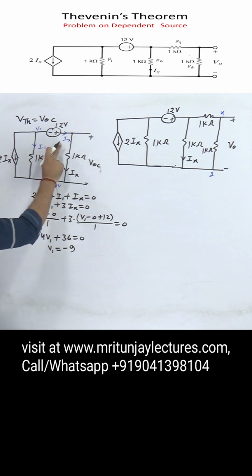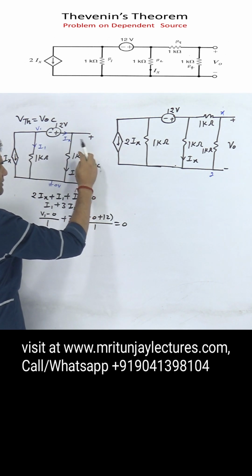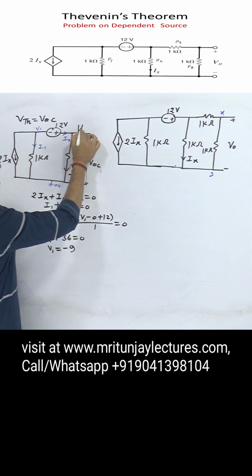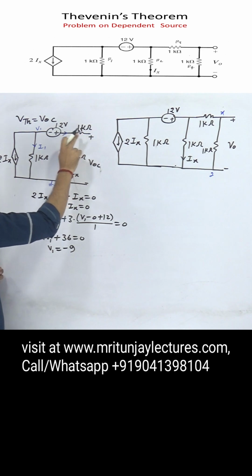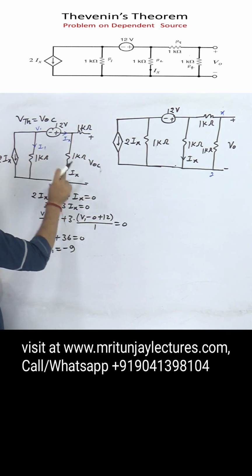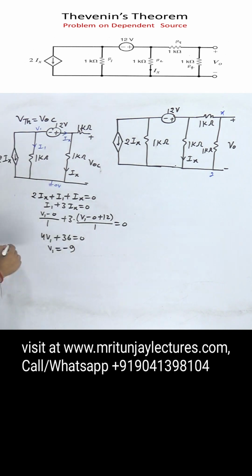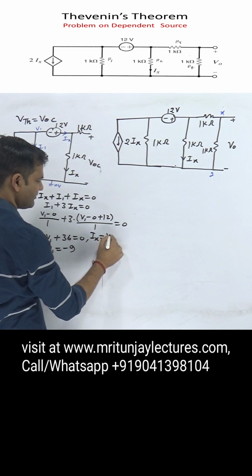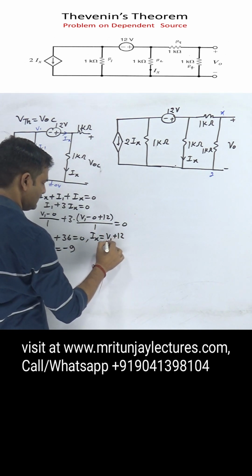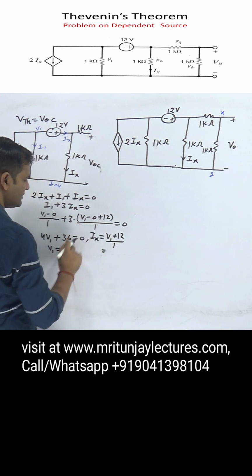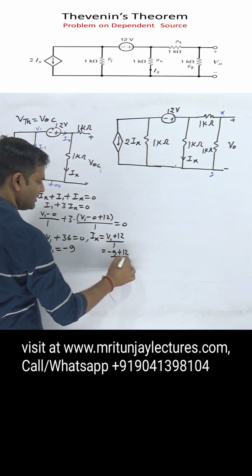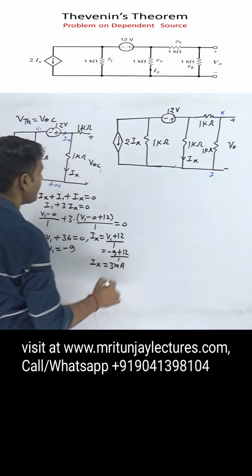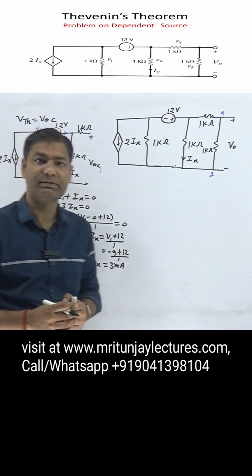So our motto is to determine this voltage, because this one is parallel to this one. No current flows from here to Y because this is open. So we focus on this current. Ix is written as V1 plus 12 divided by 1. So V1 is minus 9 plus 12 divided by 1, so Ix is 3 milliampere. Okay, Ix is 3 milliampere.